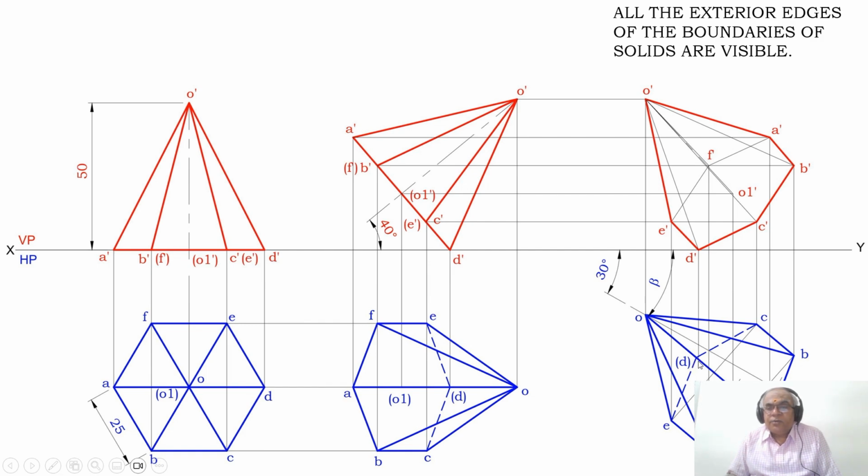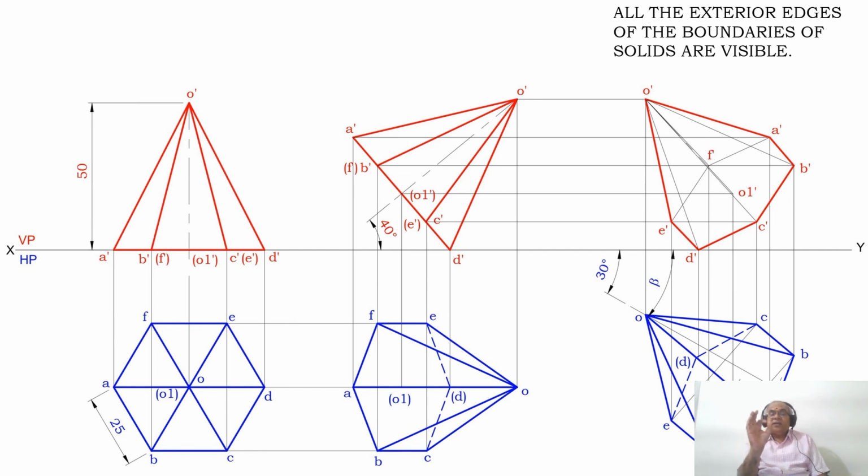And similarly, draw a vertical projector from D to the XY line and mark that point as D dash. Then join A dash to B dash to C dash to D dash, E dash to F dash to E dash, and F dash to A dash. Once you do that, join O dash to A dash, O dash to B dash, O dash to C dash, O dash to D dash, O dash to E dash and O dash to F dash with thin lines, and join O dash and O1 dash with the axis line with big dash and small dash. All these joints have to be done by using thin lines.